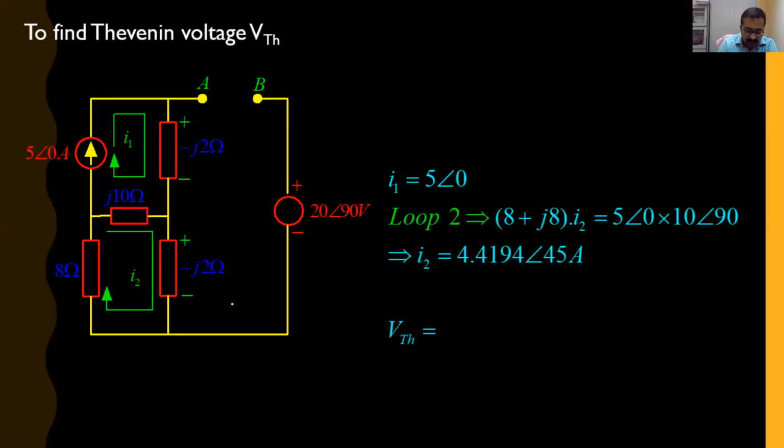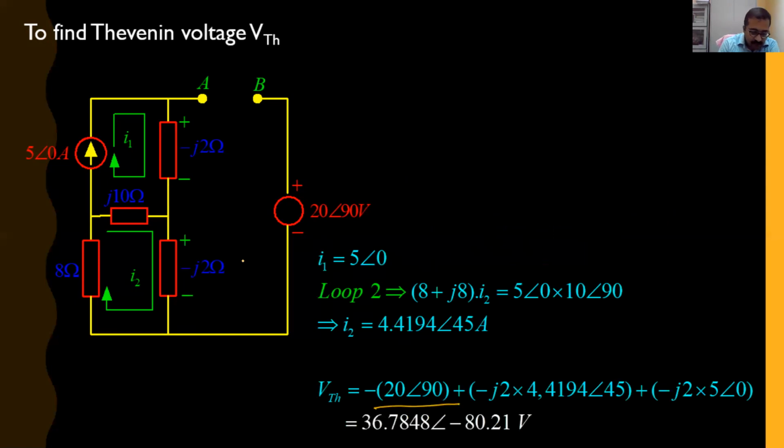So what will be your VTH? As you move from here, plus to minus is a potential drop, so minus of 20 angle 90. Then as you move from here, minus to plus is a potential rise, so plus minus J2 into I2. Then again, minus to plus is a potential rise, so plus minus J2 into I1. I1 is 5 angle 0 and the other values we know. So your VTH will be 36.7848 angle minus 80.21 volts. This way you can find your Thevenin voltage, right?